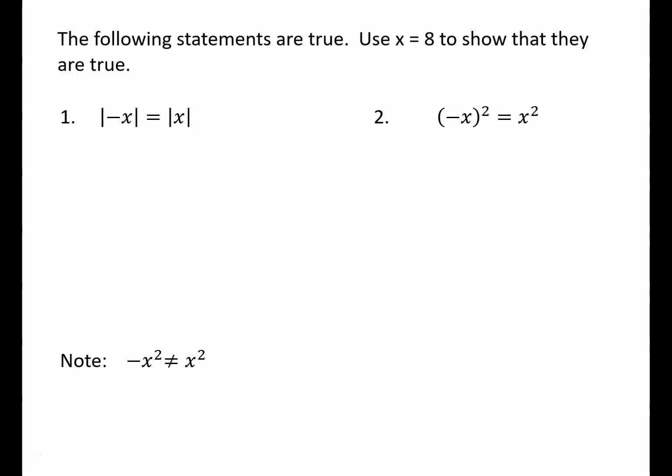Welcome to the second video for section 2.3. In the first video, we learned how to evaluate functions. And sometimes in evaluating, we have to substitute negative x for x.